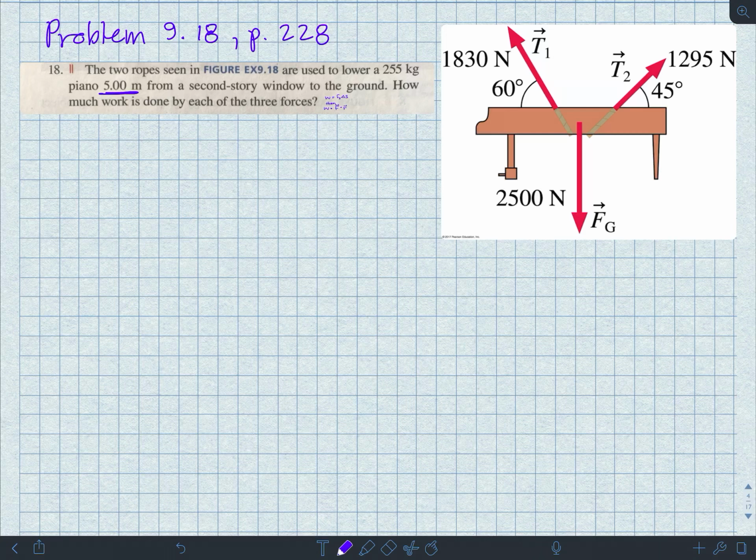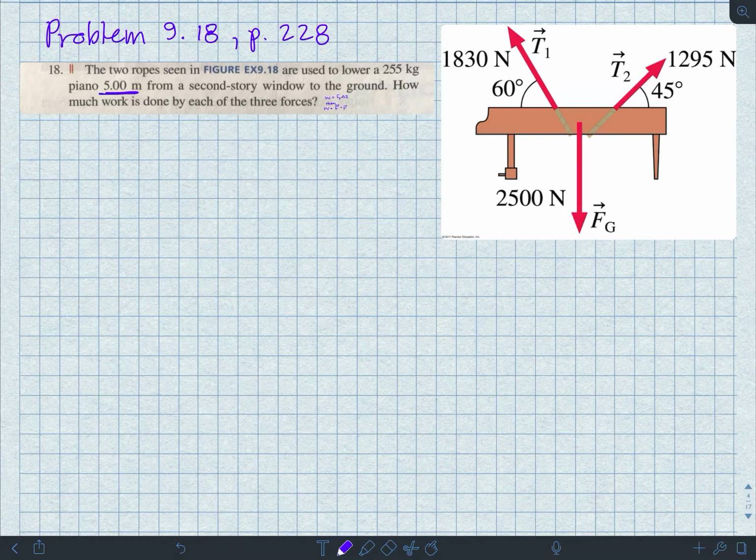Because we are lowering this piano, we are going to make the assumption that we are moving it with constant velocity, although that's not going to really come up right now. Just so that we can understand the problem, we're going to assume that this piano is moving slowly at a constant velocity.